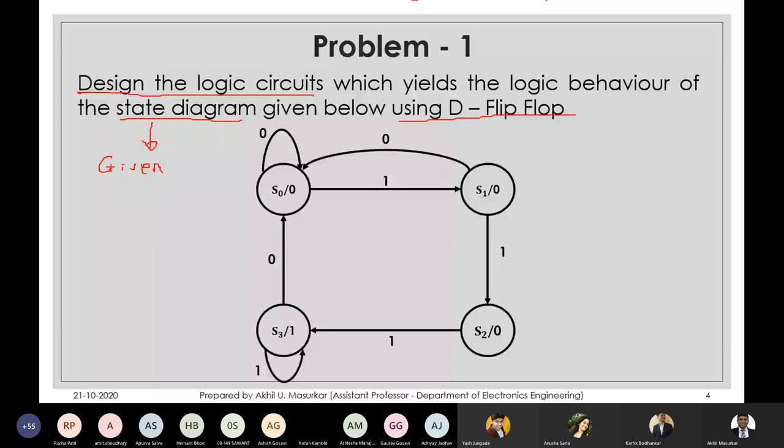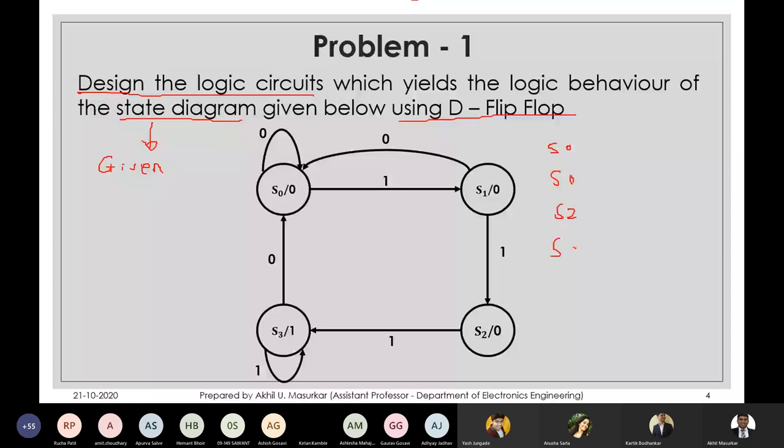Yes, sir. Now, Atharva, you have to answer certain questions based on the diagram that you can see. How many states can you identify in the given diagram? Four states, that is right. So the states are S0, S1, S2, S3. That is correct.